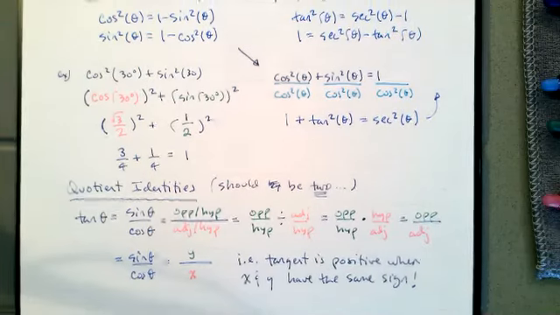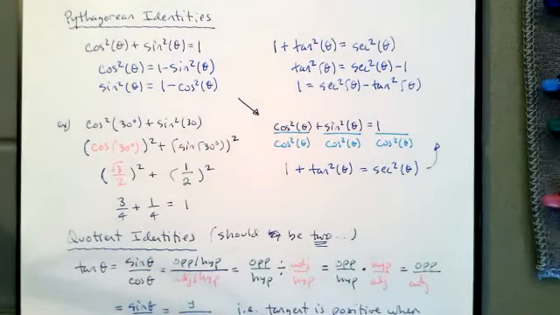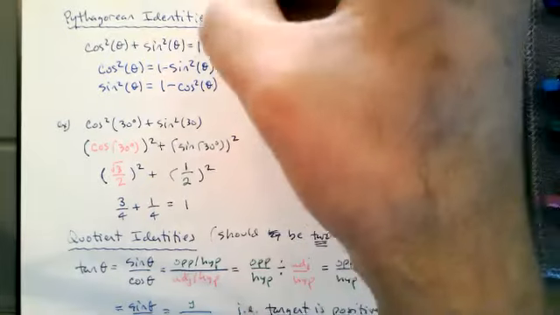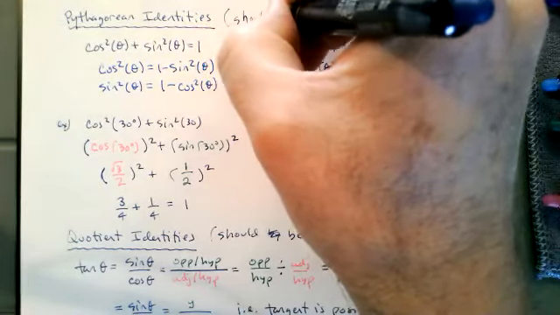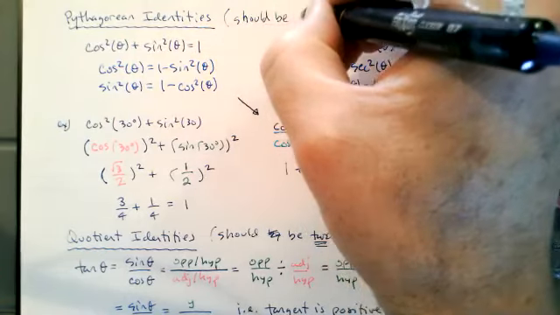String theory is different. String theory is about how matter is made up in the universe. Pythagorean identities, there should be 9. So I'm deliberately leaving some stuff out.